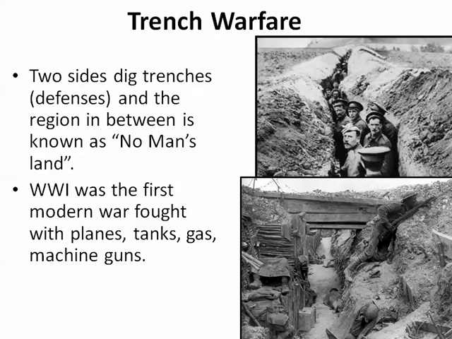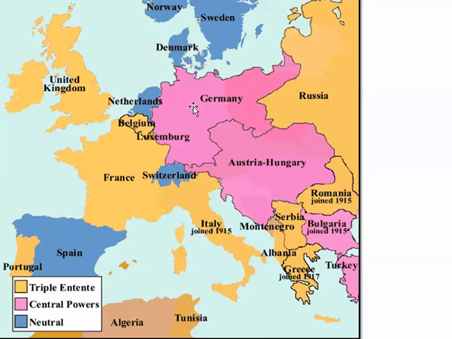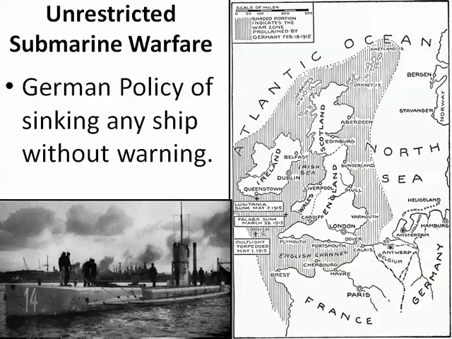This trench warfare put a lot of stress on Germany, and it was fighting a two-front war. France coming this way, United Kingdom this way, Russia this way, Romania up here. So it had a lot of stress on it because it had a two-front war. And so as a result, Germany is going to start a policy known as unrestricted submarine warfare.